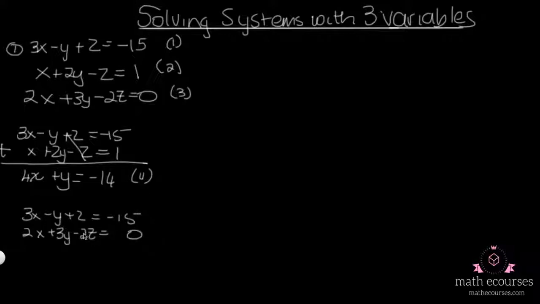Now, I have to eliminate the same variable I eliminated here, otherwise you're just going to be in the same spot where you have 3 different variables. So I'm going to eliminate z. To eliminate z here, this is a negative 2. I need this to be a 2, so I'm going to multiply all of this by 2. So now I have 6x minus 2y plus z equals negative 15. And then I'm going to go ahead and rewrite the other one under it.